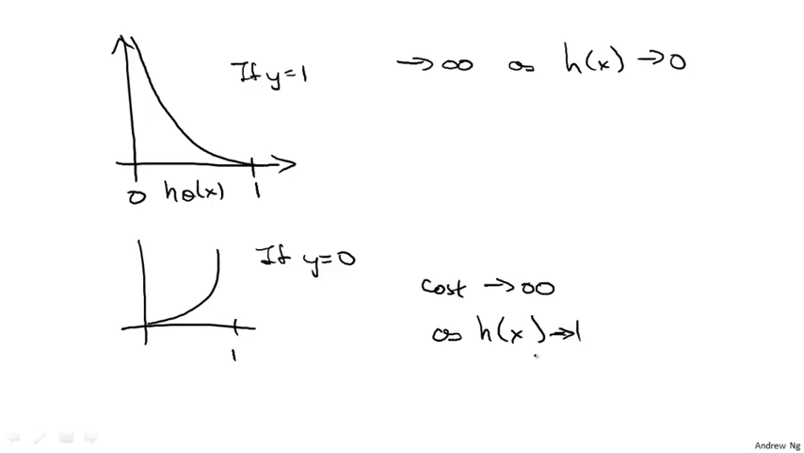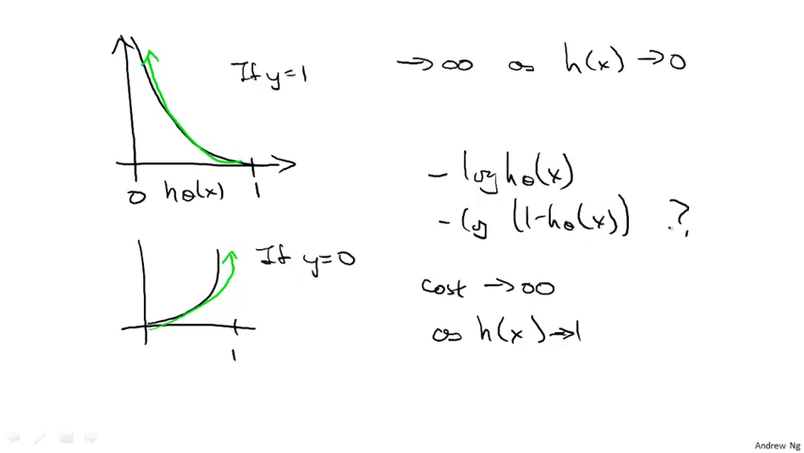And it turns out that there are actually lots of functions that look like this, right? There are plenty of functions that blow up and go to infinity at 0, or blow up and go to infinity at 1. So why is it that we decided to choose the log function? Why did we choose log of h of x and minus log of 1 minus h of x? So why the log function specifically?